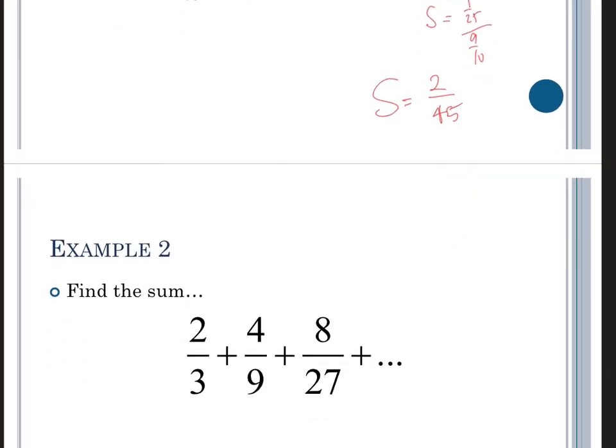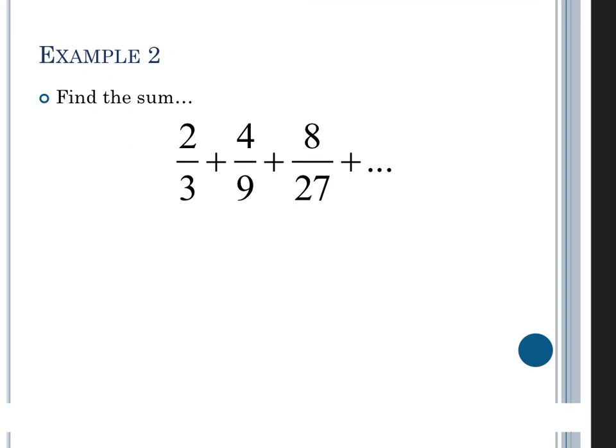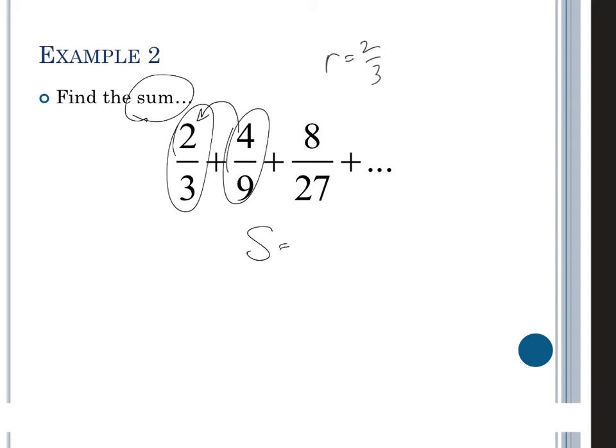Okay, let's try another. Again, the only way that I'll be able to find the sum on this is if it's an infinite geometric series, which means I need to figure out what the ratio is. If I take the second term and divide it by the first term, I figure out that my ratio is 2/3. So here we go. The sum is the first term divided by 1 minus r. In this case, 2/3 divided by 1 minus 2/3. That's 2/3 divided by 1/3, or 2.